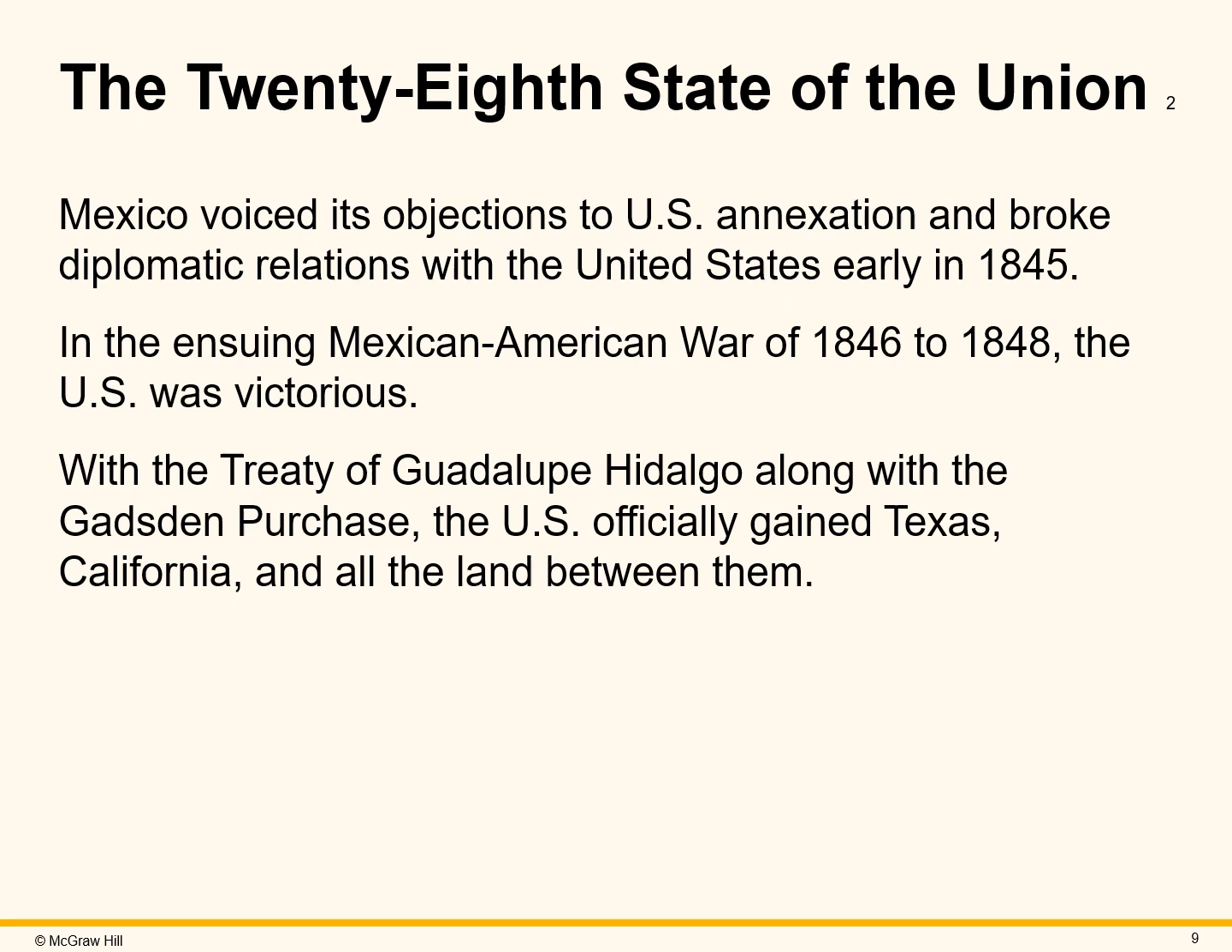Mexico voiced its objection to U.S. annexation and broke diplomatic relations with the United States early in 1845. In the ensuing Mexican-American War of 1846 to 1848, the U.S. was victorious. Within the Treaty of Guadalupe Hidalgo, along with the Gadsden Purchase, the U.S. officially gained Texas, California, and all the land in between.